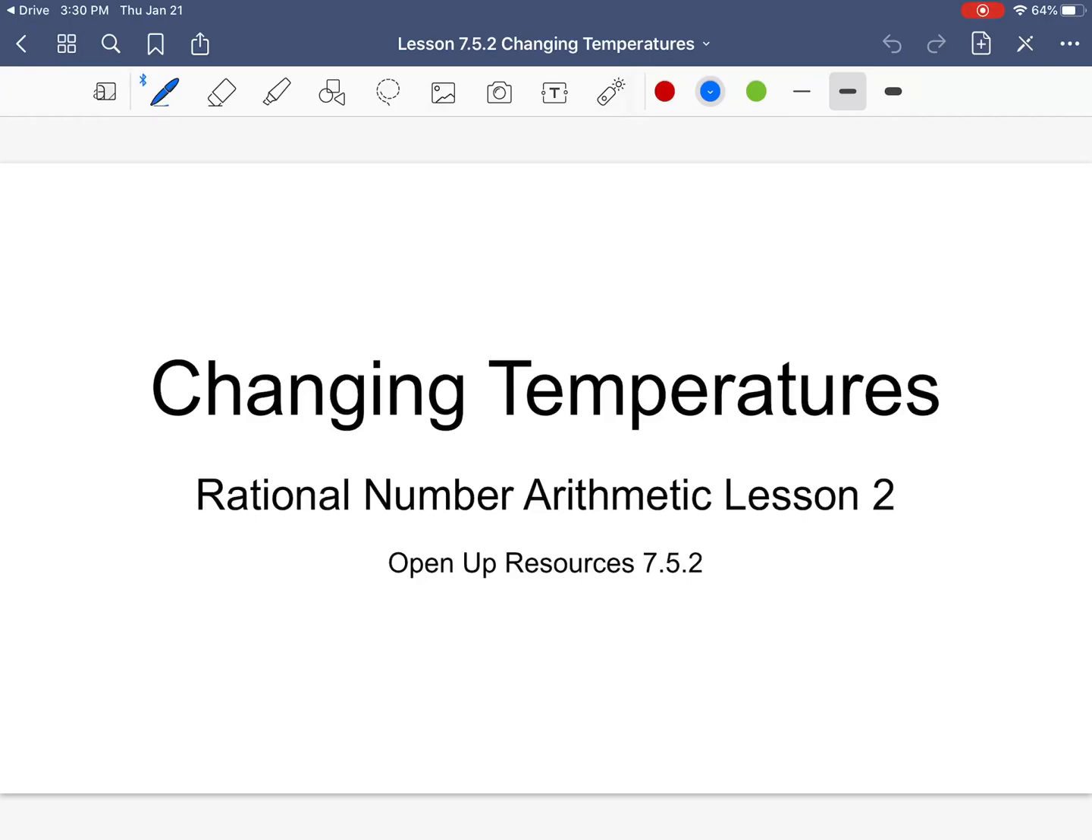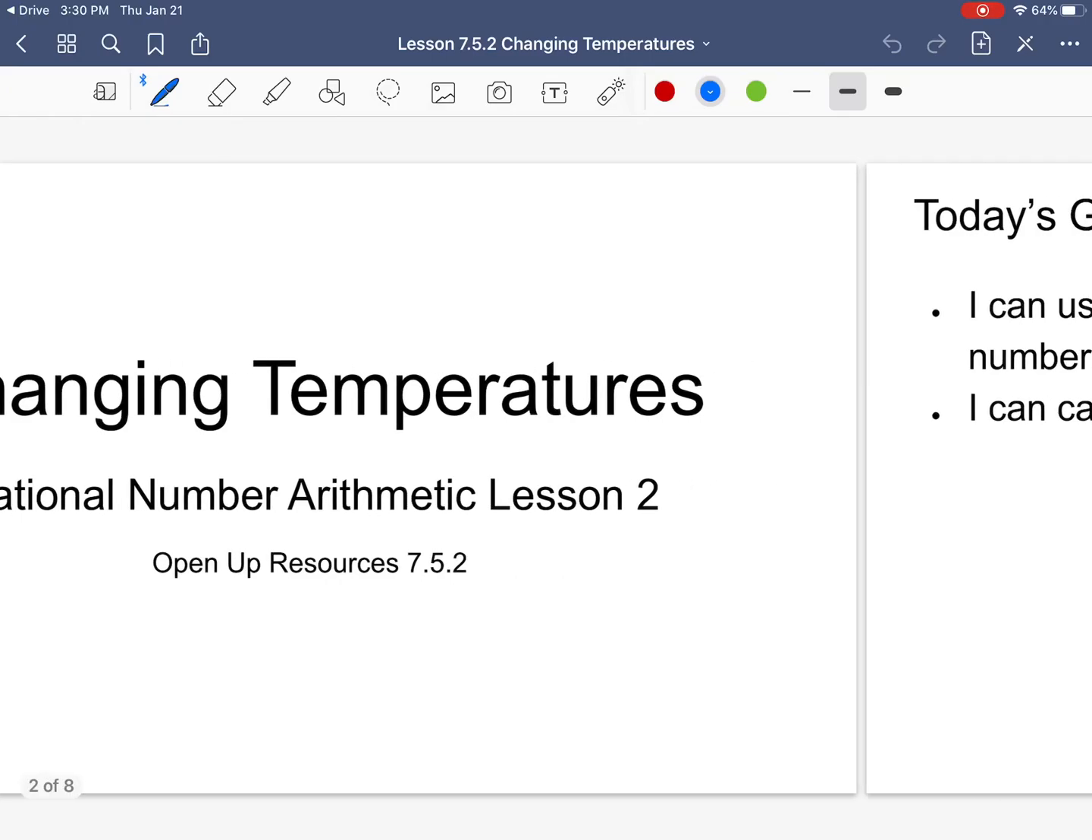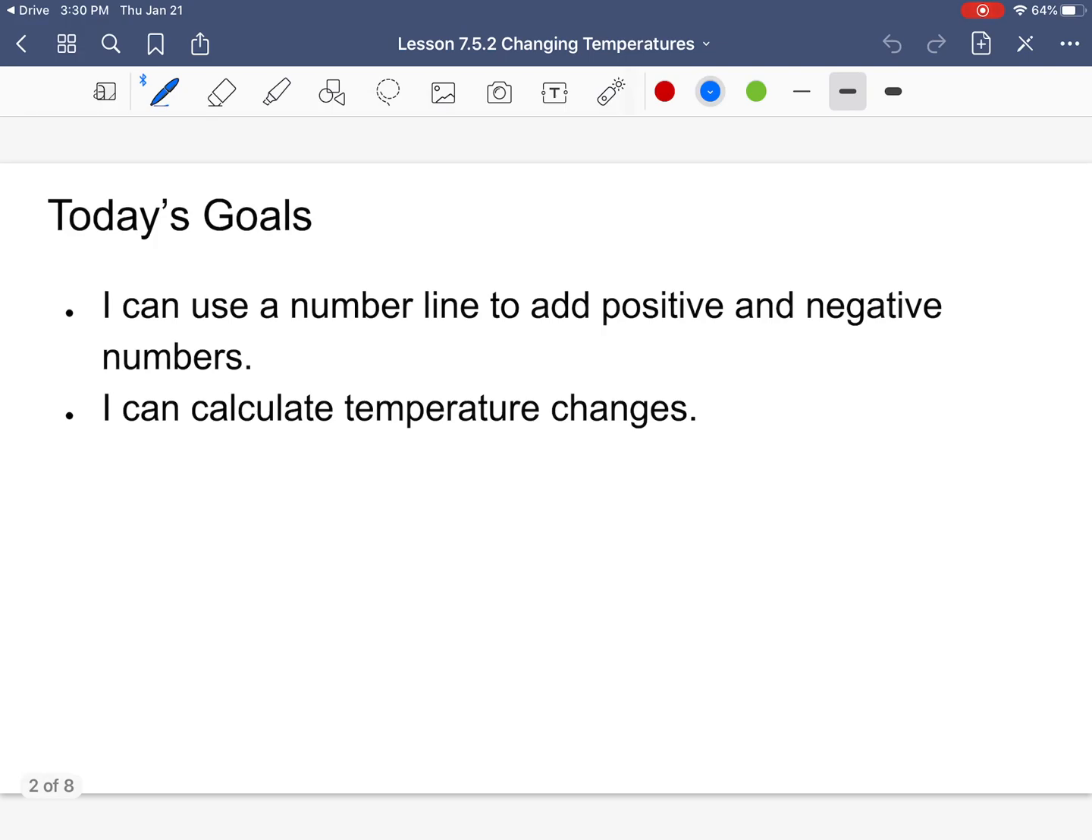Welcome to today's lesson, which is about changing temperatures. The goals of today's lesson are that you can use a number line to add positive and negative numbers, and that you can calculate temperature changes.